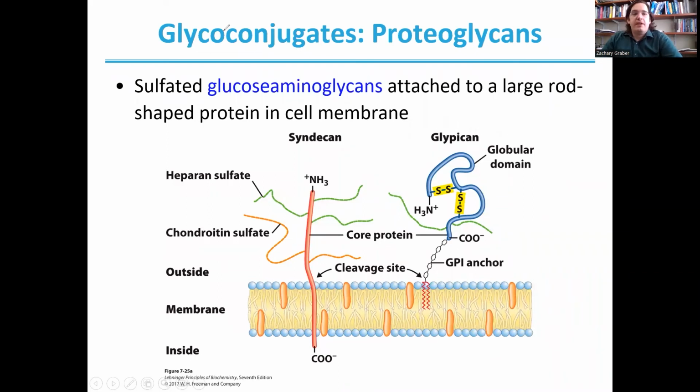Proteoglycans are a specific type of glycoconjugate that uses sulfated glycosaminoglycans attached to proteins which are linked to the membrane. There are multiple different kinds of proteoglycans. Two of the main kinds are syndecans and glypicans. Syndecans use a protein domain that's actually embedded in the membrane. So we refer to this as an integral membrane protein.